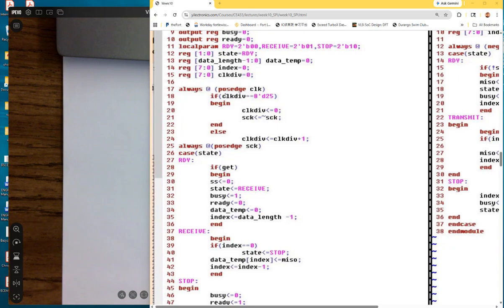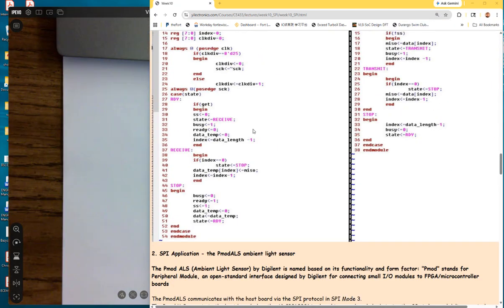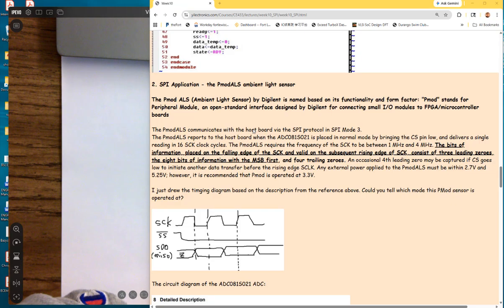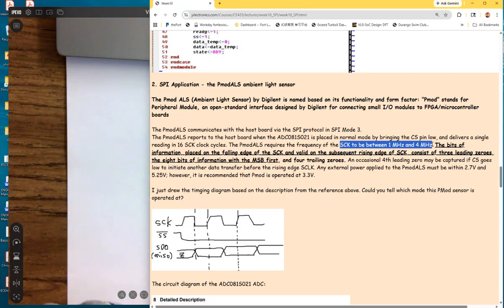Given the range of the SPI's frequency to be what? What's the range of it? SPI 1 to 4 megahertz. It doesn't matter, it could be 5 megahertz. So let's just say SCK is 1 to 4 megahertz. That is the range, okay? It's 1 to 4 megahertz.